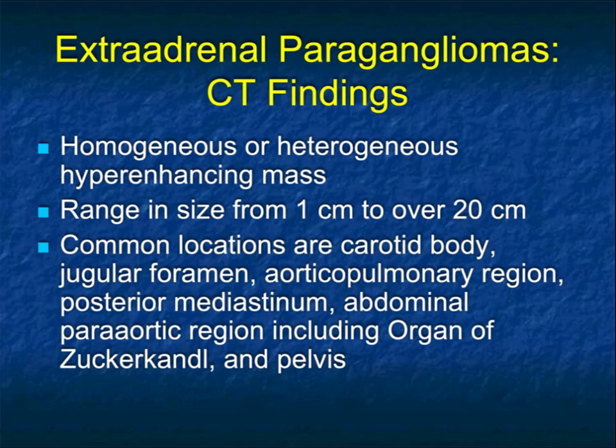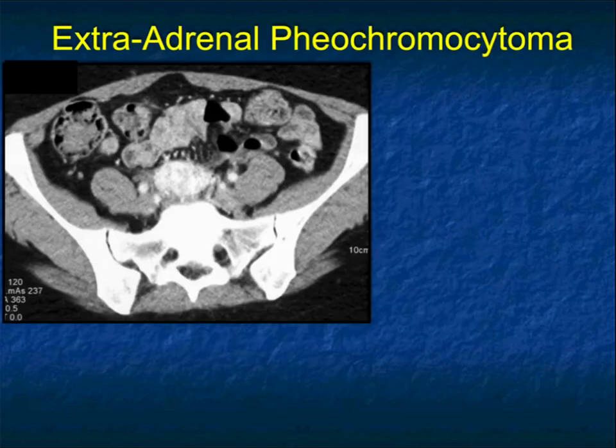The last thing I'll comment on, and I'll talk about this in more detail in a different talk, is extra-adrenal paragangliomas. These are Pheos outside the adrenal, with homogeneous or heterogeneous enhancement. They range from a centimeter to over 20 centimeters. Classic locations include the carotid body, jugular foramen, AP window, posterior mediastinum, the periaortic region near the organ of Zuckerkandl, and the pelvis, including the bladder.